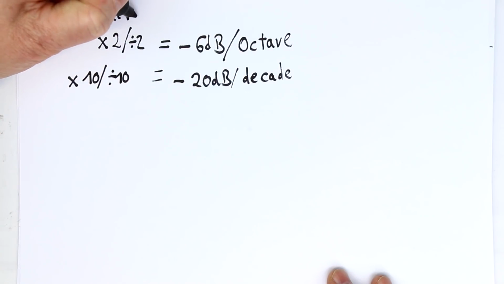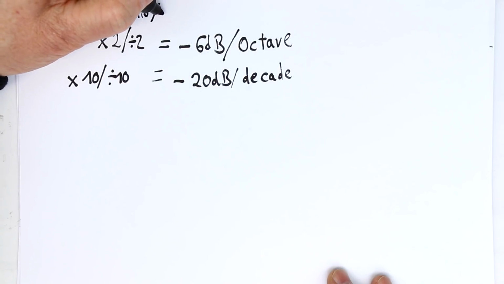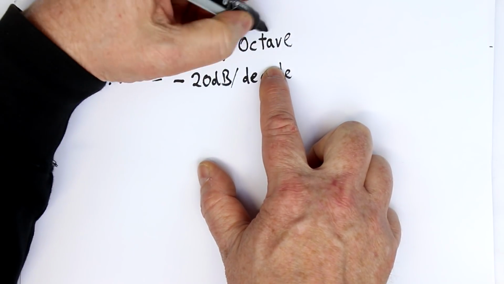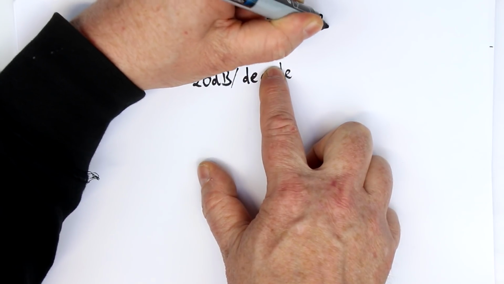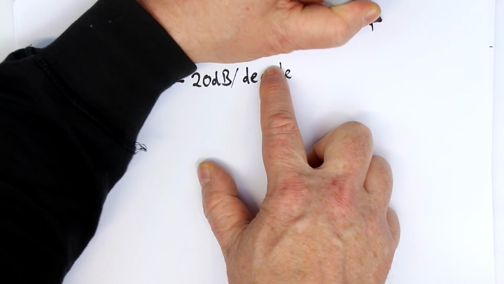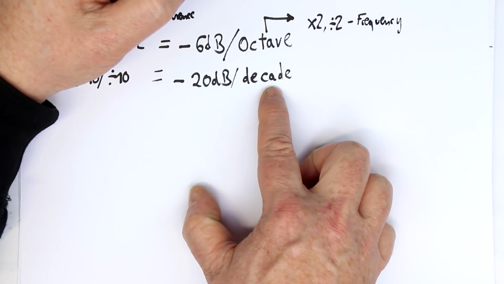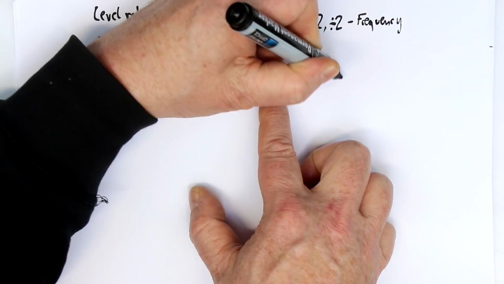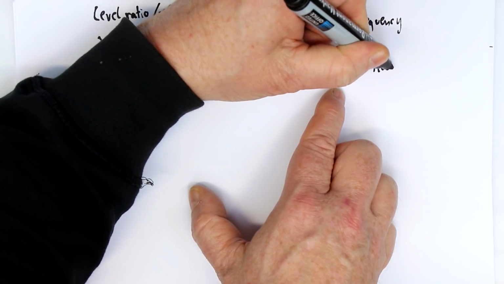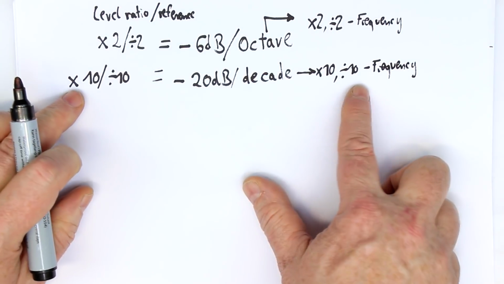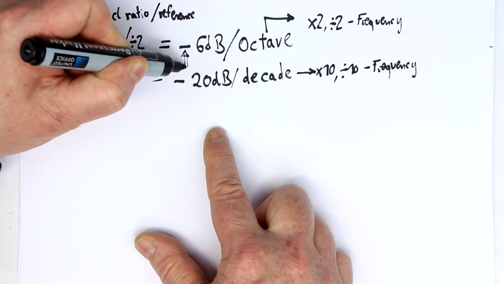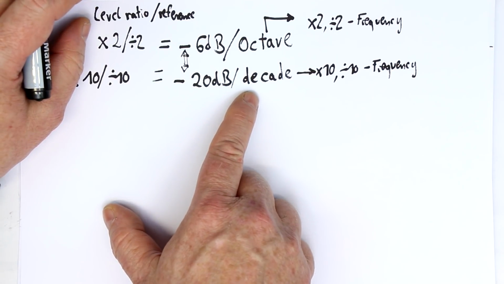So the level ratio of voltage or current to your reference level. Now an octave is a factor of 2, times 2 or divided by 2, depending on how you look at it, in frequency. And the same is a frequency decade. This is a factor of 10, times 10 or divided by 10, depending on which end you look at. And that is the same. So minus 6 dB per octave is the same as minus 20 dB per frequency decade.